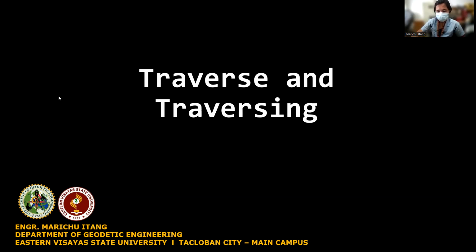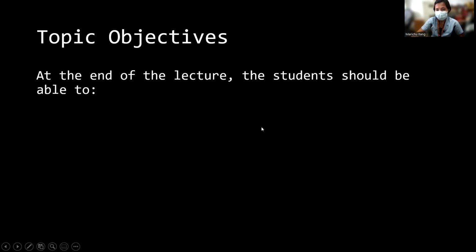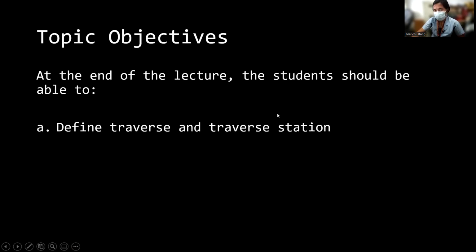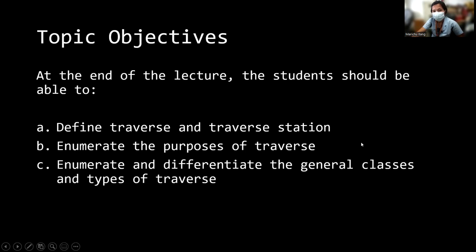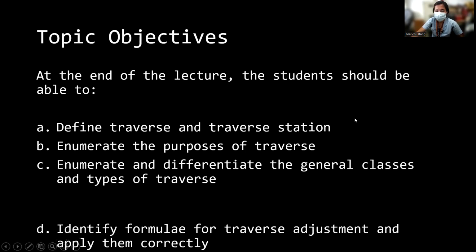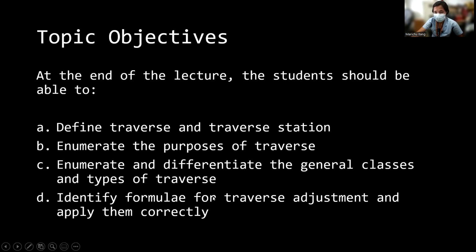Before that, I'm going to give you the learning outcome and then the topic outline for this chapter. So we have here the topic objective. At the end of this lecture, you should be able to define traverse, the traverse station, and the other definition of terms. Enumerate the purpose of traverse. So why do we need to have the traverse and what is the significance of the traverse to our work as a data engineer? And then enumerate and differentiate the general classes and types of traverse. And the last thing is identify the formulas for traverse adjustment and apply them correctly.